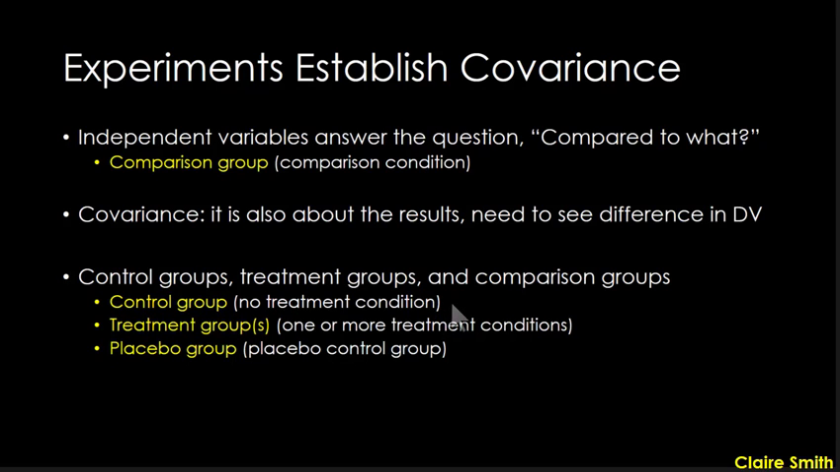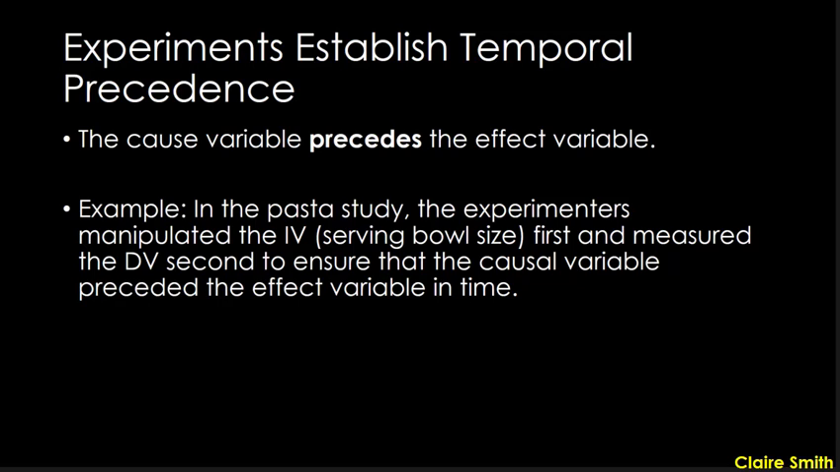So in the plate size affecting how much pasta people eat, you're not really going to have a control group there, right? You're not going to have people who don't eat pasta because that's not going to help anything, right? So in some cases you don't necessarily need a control group, but in some cases you will. So that all should be kind of reviewed from previous classes. But the second thing, right, so we have covariance, just showing that our variables are going to be related. And then you want to establish temporal precedence. So we want to make sure that the cause variable is preceding the effect variable.